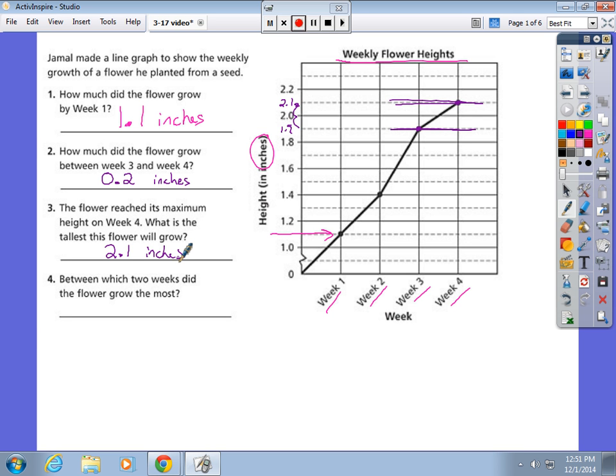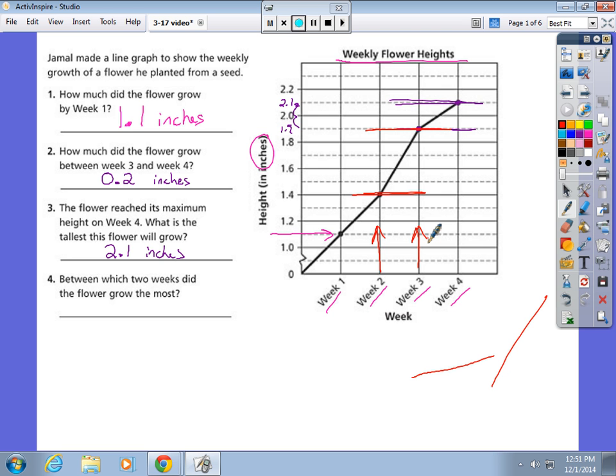Between which 2 weeks did the flower grow the most? Remember, this is where we talked about looking at the steepness of our line. When did it grow the most? When did our line have the greatest amount of slant to it? Okay, not very much growth there. Rapid growth if we have a steep line like that. So looking at our chart, you can see that the steepest part is from here to here, which means from week 2 to week 3.